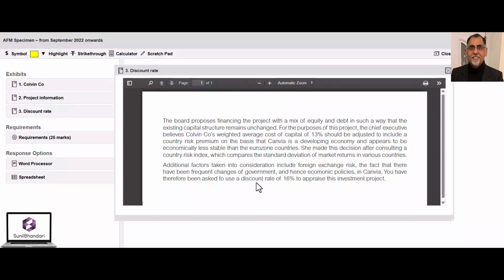And they've come up with a discount rate of 16%. So you've been asked to use a rate of 16%. So I've got a lot of information there I can use. Yeah. So let me now go back to the requirements. Which I'm obviously going to copy into my answer and make sure I've used that information in what is going to be my answer.